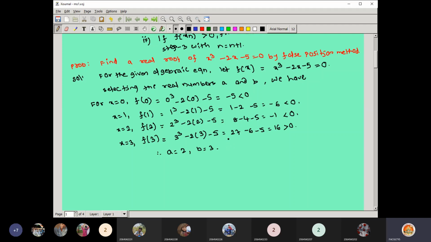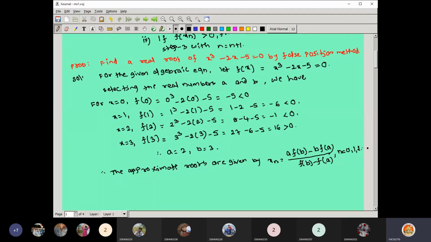So once you get those a and b values, the approximate roots are given by a formula. That formula is xn equal to a f of b minus b f of a, a standard formula, divided by f of b minus f of a. Here n is changing from 0, 1, 2 and so on.